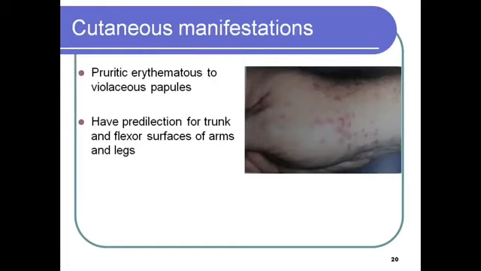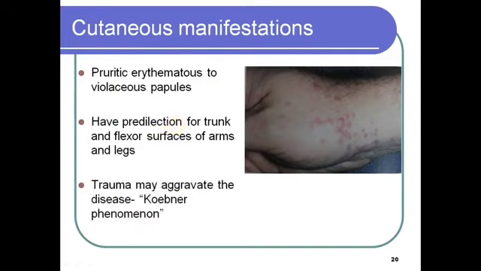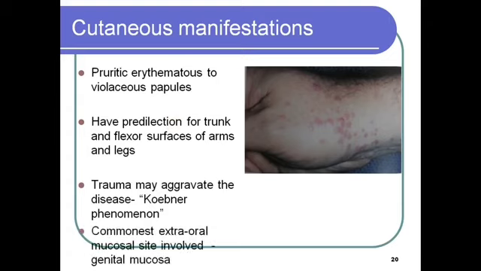The cutaneous manifestation is not just seen in the oral cavity, it is seen on the hands, such as pruritic erythematous to violaceous papules, seen on the trunk and flexure surfaces of the arms and legs. Trauma may aggravate the disease, which is known as Koebner phenomenon. What is Koebner phenomenon? It is the trauma which aggravates the oral lichen planus.